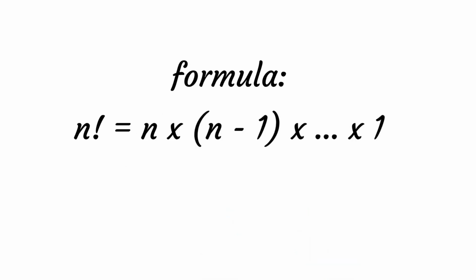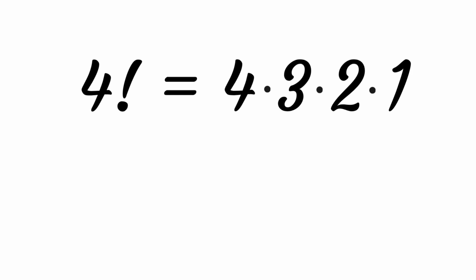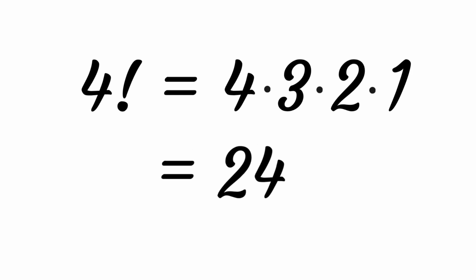In math, the exclamation point is a symbol for factorial. Factorials are a function in math, where we use the coefficient as the starting number and multiply by all the numbers descending until 1. In this example, 4 factorial, we can expand this to 4 times 3 times 2 times 1. And to solve, you just multiply, which gives you an answer of 24.